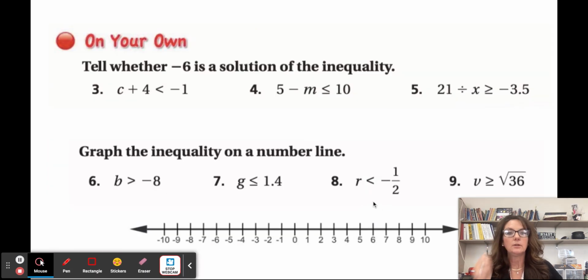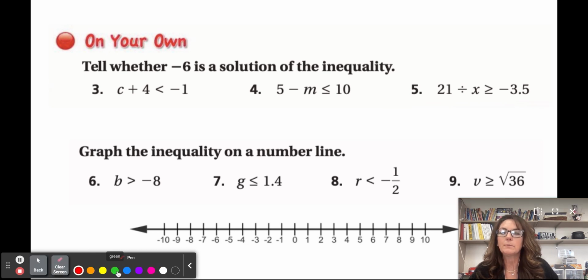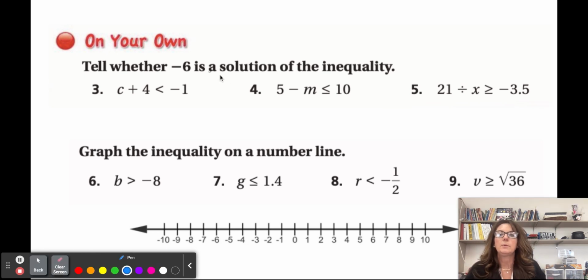Okay, so here are a few examples that we're going to do on your own, but with my help. Looking up here, we're going to tell whether -6 is a solution of the inequality. So we're going to substitute it in. -6 plus 4. Is it less than -1? Well, when we combine these, -6 plus 4, we get -2. And -2 is less than -1. So we would say yes.